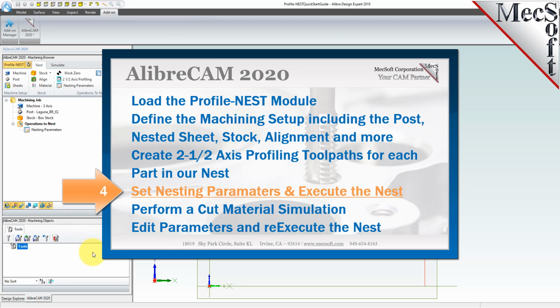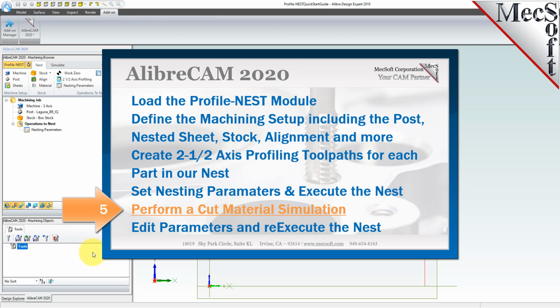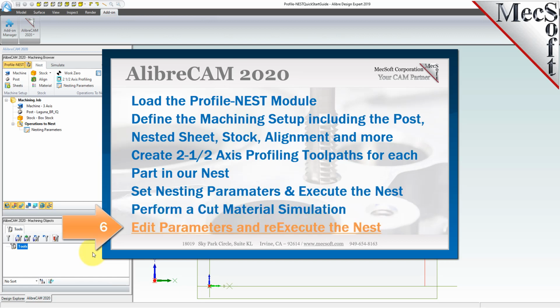We will then set nesting parameters and execute the nest. We will perform a complete cut material simulation of the parts in our nest as well as the nested sheets. And we'll perform some editing, we'll adjust some parameters and re-execute the nest.